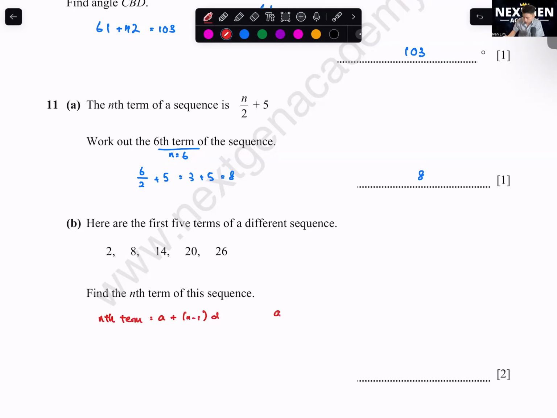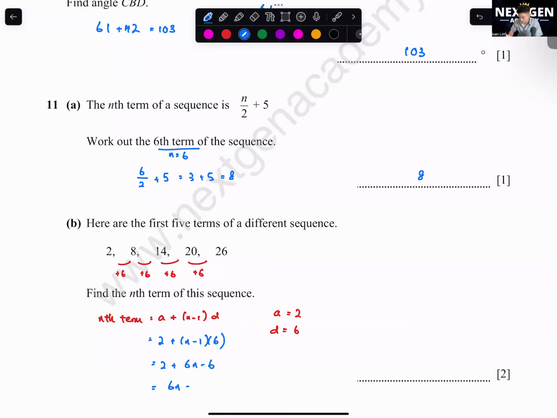So the a is equal to 2, and d is 6. This is the pattern, 6. So we substitute into the equation: 2 plus n minus 1 times 6. 2 plus 6n minus 6. This will be 6n minus 4.